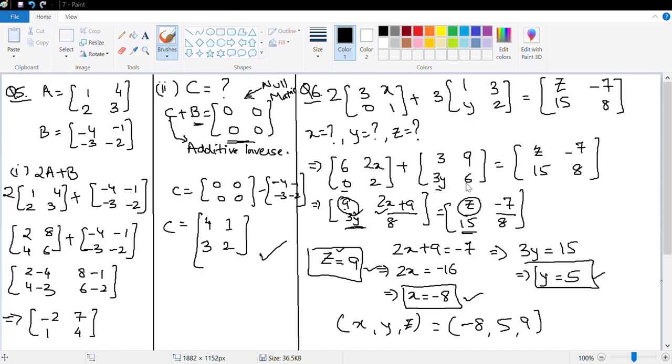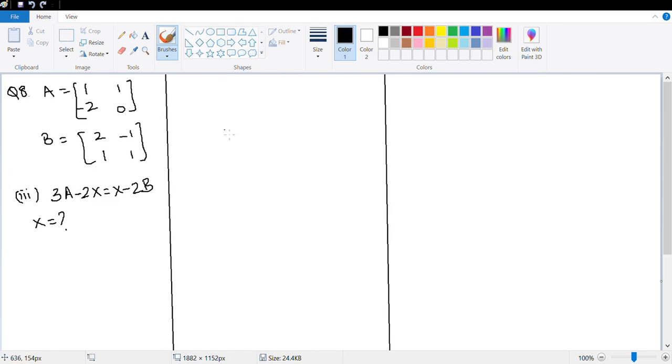The next question that we do is question number 8. A is given equal to some matrix, B is another matrix, and solve for matrix X when 3A minus 2X is equal to X minus 2B. We've done a question like this, so like I said, it is a good idea to take all X on one side and all the known matrices on one side. So it will be 3A. If I take -2B on this side, it becomes plus 2B, and already here I have X and I'm taking -2X here, it becomes X plus 2X. So 3X is equal to 3A plus 2B.